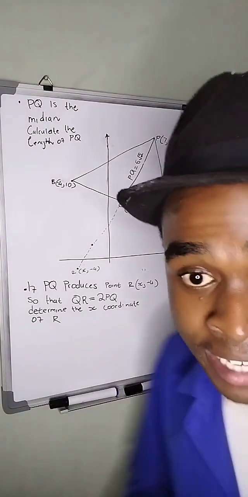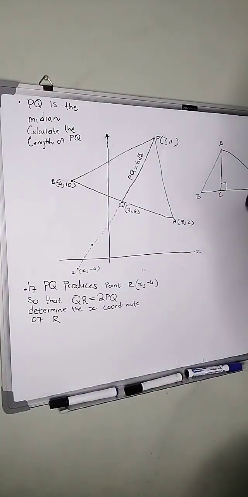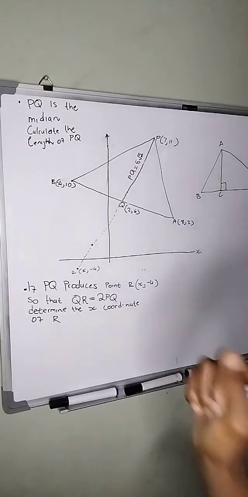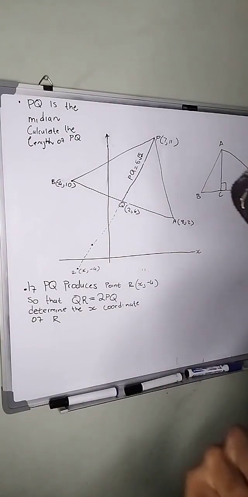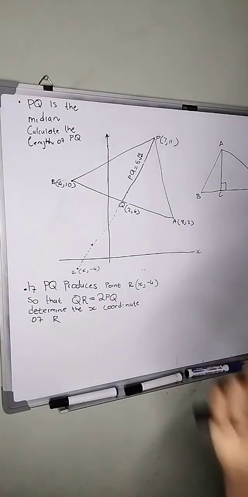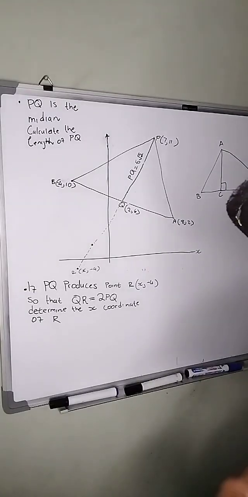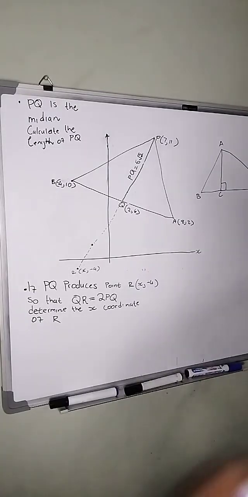Or what can I suggest? We can use the equation of a straight line. Can we use the equation of the straight line to get the x coordinate of this point? Can we use the equation of the straight line also? Please like the live, guys.